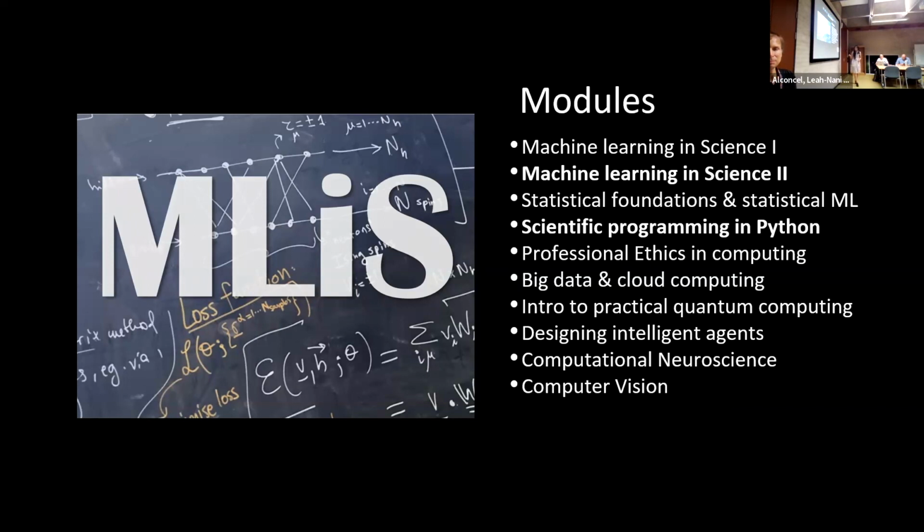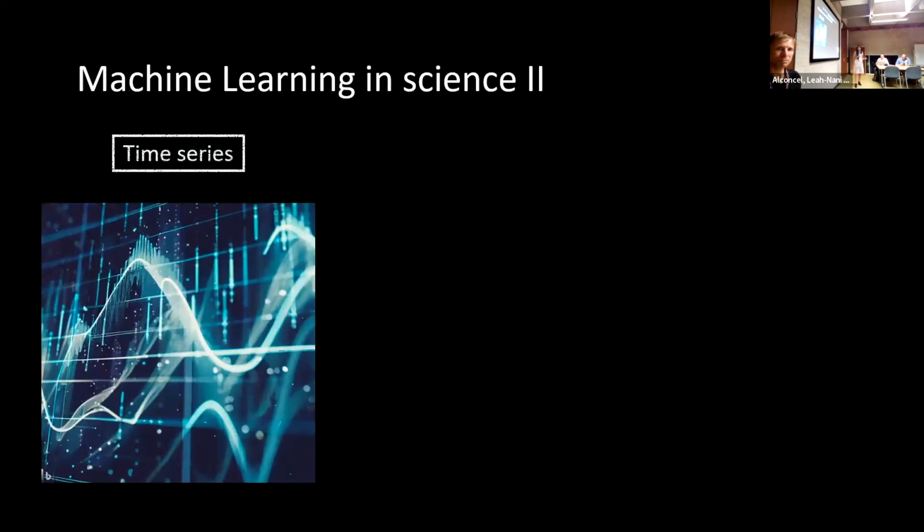Scientific programming in Python, ethics, big data, cloud computing, quantum computing, designing intelligent agents, computational neuroscience and computer vision. So specifically, I teach Machine Learning in Science 2, and I'm involved in the scientific programming in Python. That's what I'm going to talk more on, Machine Learning in Science 2, which is very focused on deep learning. Three of the main areas that this module incorporates are, first, time series analysis. In astro data sets we have light curves, so variable stars, where we're using methods like recurrent neural networks to process this kind of fluctuating time-based data.